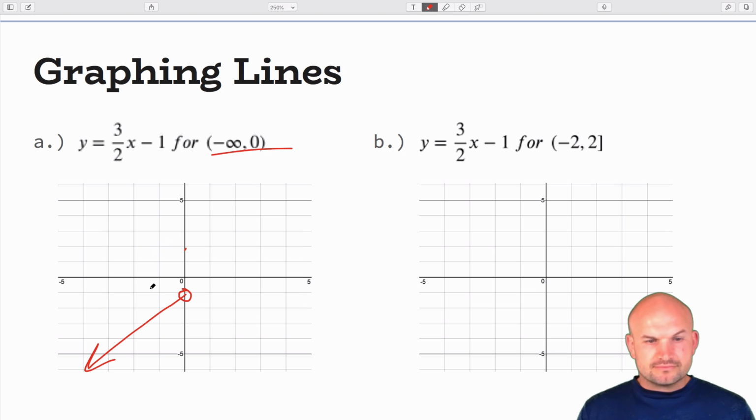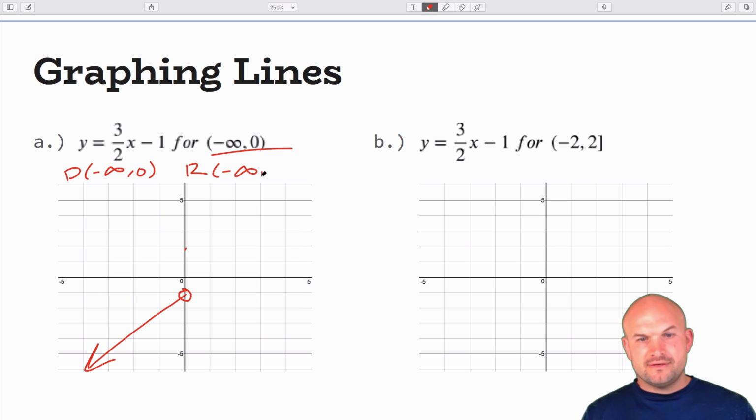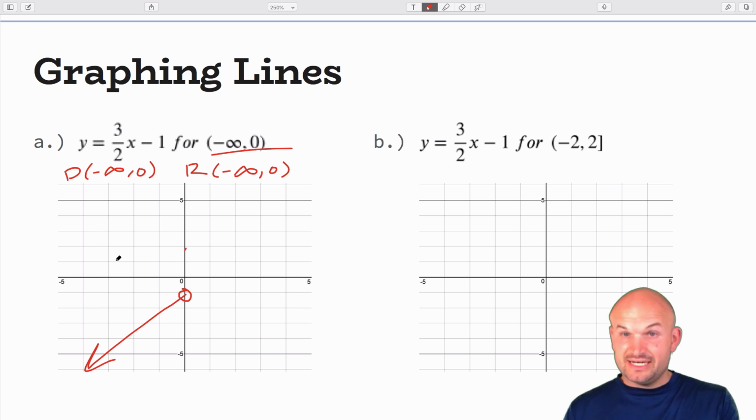But we do have a change in our range. So my domain is obviously going to be my domain restriction. That's easy. But my range now is going to be, again, negative infinity to 0. Okay. Now, they don't always match up. But in this case, you can see that they do, and that's kind of nice.